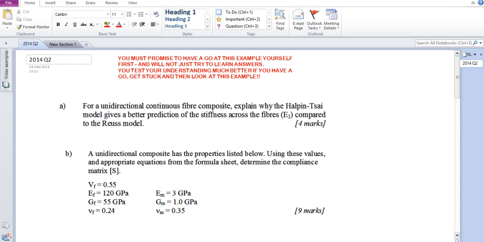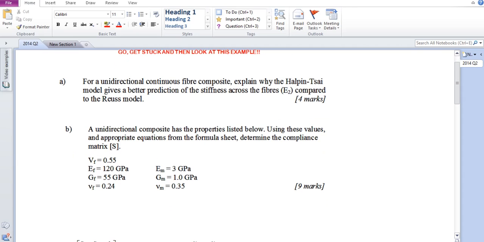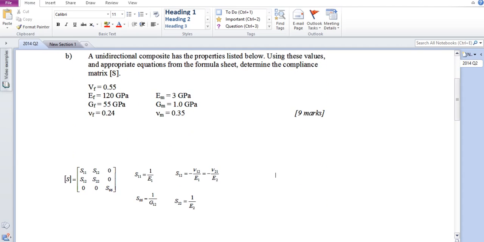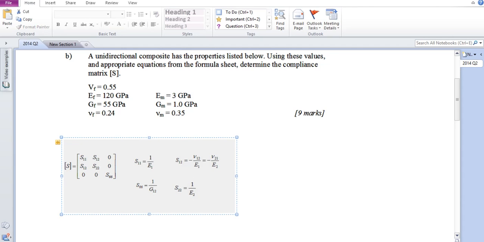Okay, I'll go on to the second part, which has a unidirectional composite with properties given there. It says using those values and appropriate equations, determine the compliance matrix S. The first thing we need to do is remind ourselves or look up what the compliance matrix is. It's in the formula sheet at the back of the exam paper. I've copied it here, where the S matrix has these different terms: S11, S12, S22, and S66. Each of those is given by the different terms there. So S11 is 1 over E1, S12 is either Poisson's ratio 12 over E1 or the other one, etc. So there are various things we need to work out here.